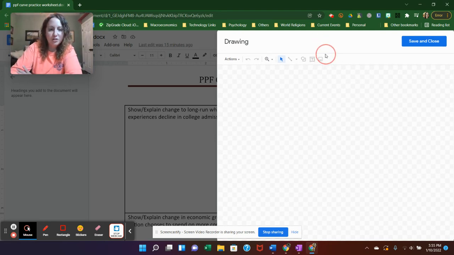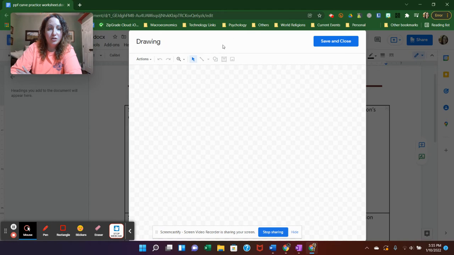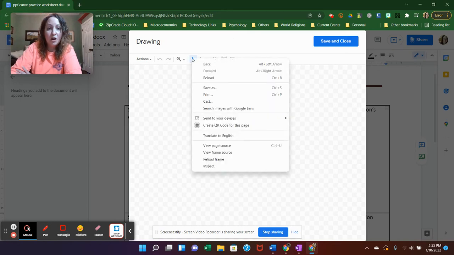So on the first question, it says, show and explain the change to long run when the nation experiences a decline in college admissions. So that means fewer people are going to college.